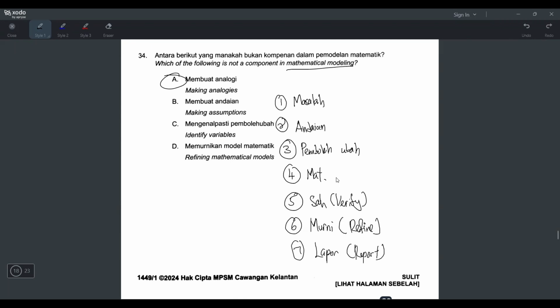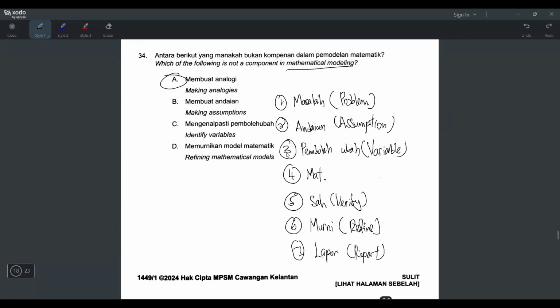So mathematics is the same. This one in English is variable. This one is assumption. The bracket one is the English one. Masalah is problem. So these are the keywords, and you don't have to memorize the whole sentence. First step is get the problem. Second, making assumption. Three, get the variable. Four, apply mathematics. Five, verify. Six, refine. Seven, report.